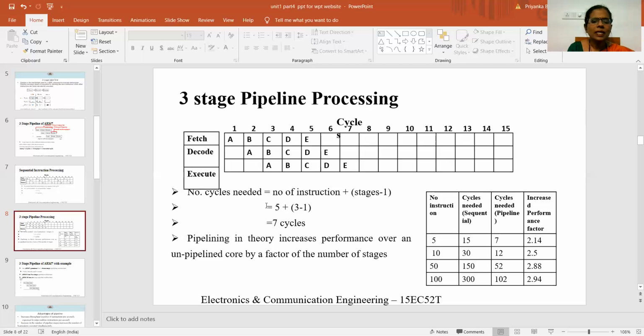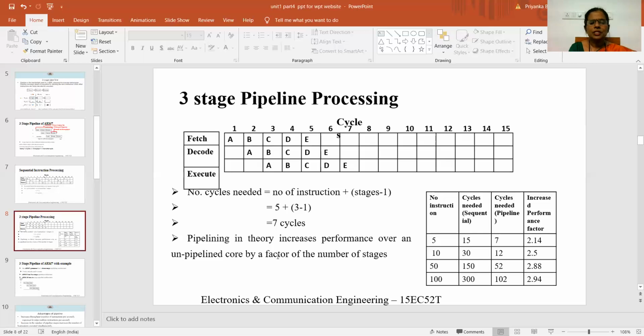So how many clock cycles are required? The formula is number of instructions plus stages minus 1. What are the stages? Fetch, decode, and execution. 3 stages are there. 3 stages minus 1 becomes 2. The number of instructions is 5. So 5 plus 2 is 7 cycles. So a total of 7 cycles are required to execute 5 instructions.